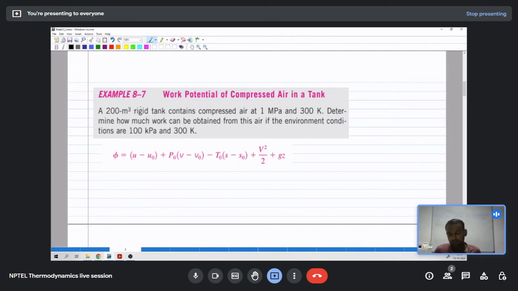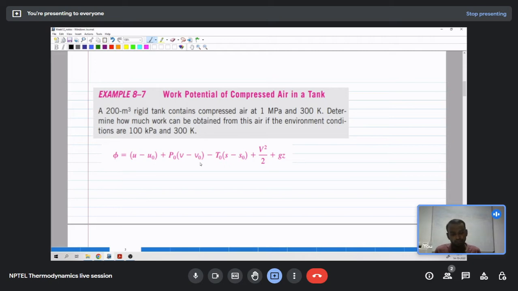Availability is given by this formula, where phi, the availability, is the change in internal energy. U represents the internal energy of the system, U naught represents the internal energy of the dead state, so this has to be calculated at ambient temperature. It can be written as Cv T naught, and this is P naught, V minus V naught. Here P naught is the ambient pressure, V is the specific volume of the system, and V naught is the specific volume at the dead state.